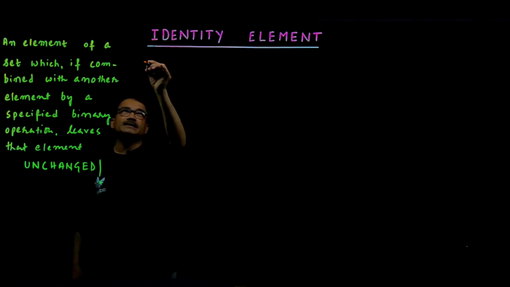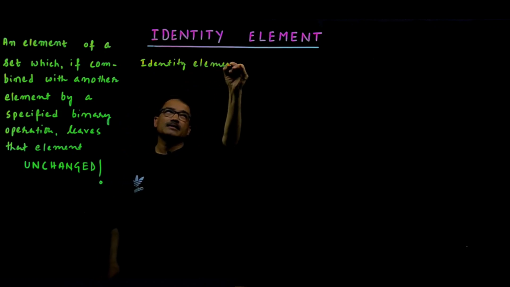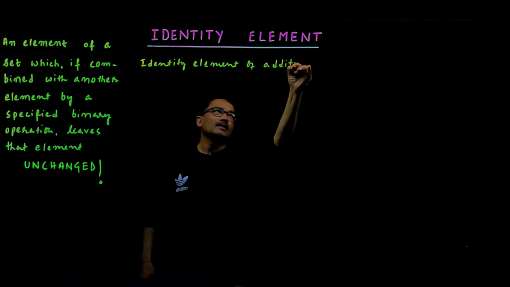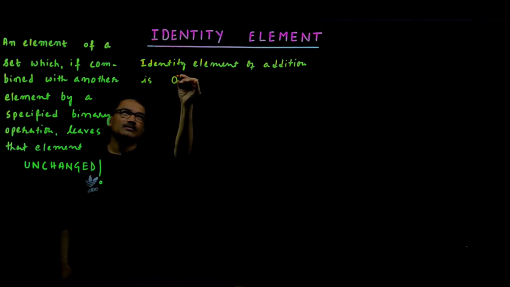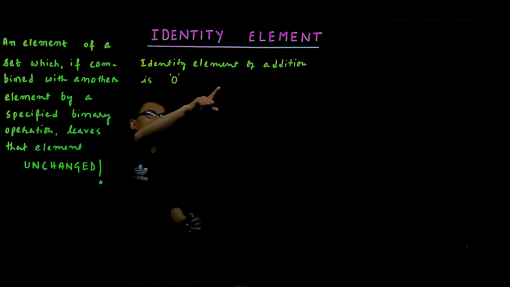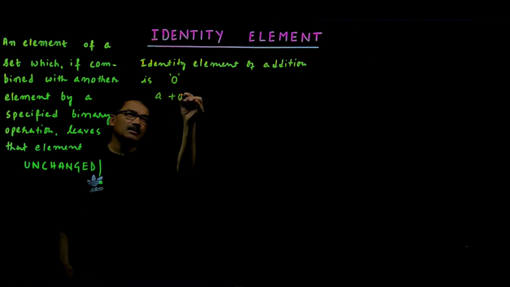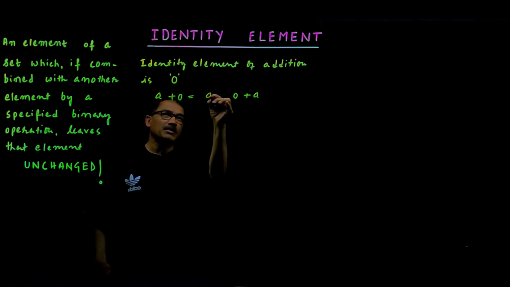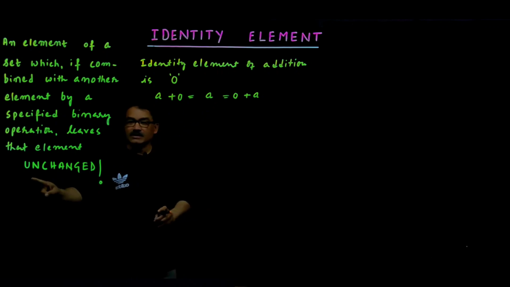So, identity element of addition is 0. Identity element of addition is 0 because if 0 is added to a number or a number is added to 0, the result gives you the number itself. That means the identity of this number is unchanged.